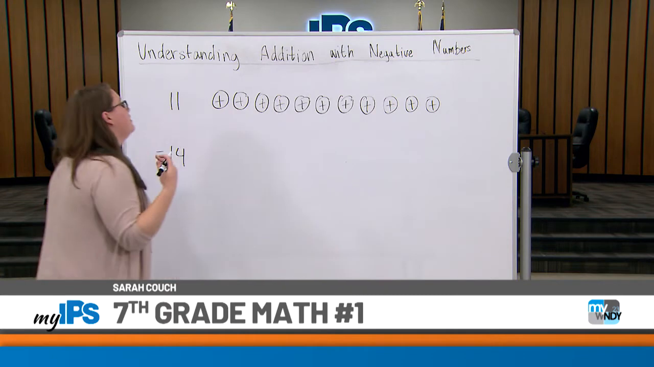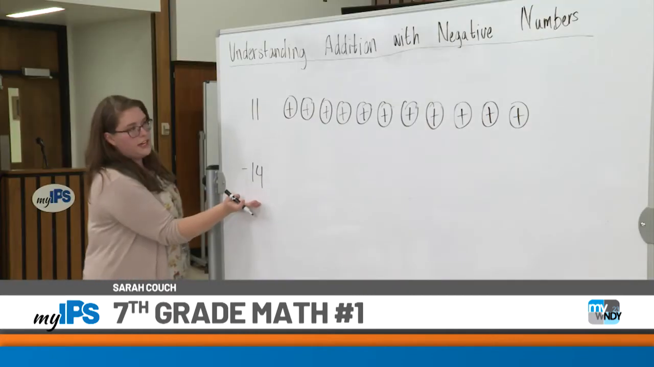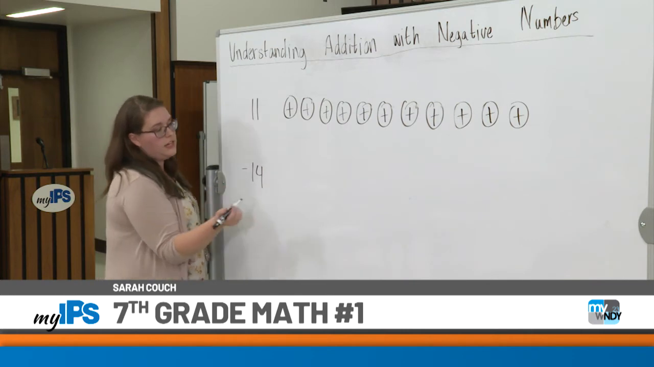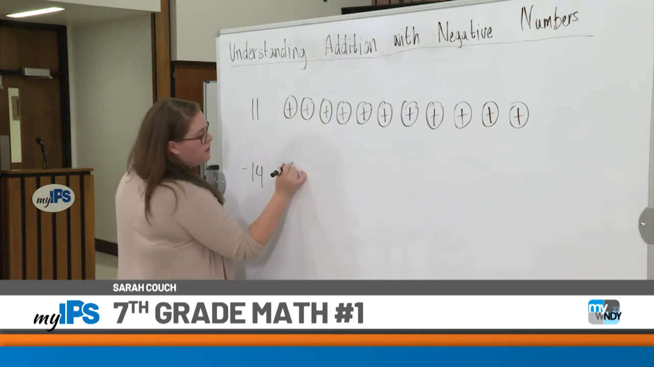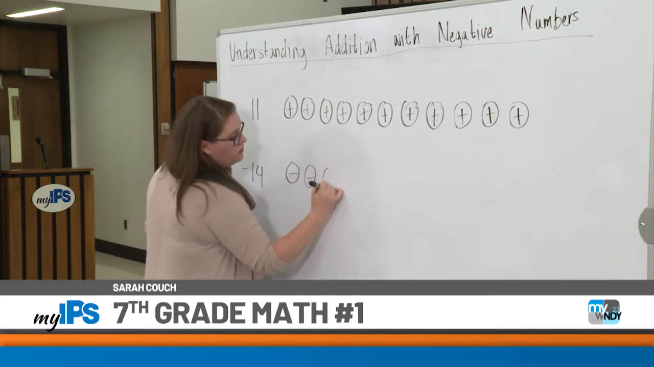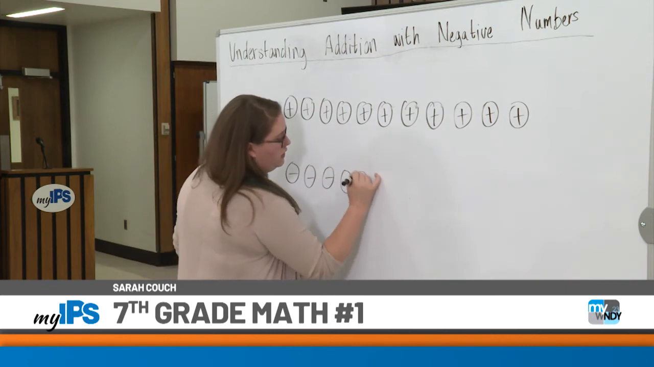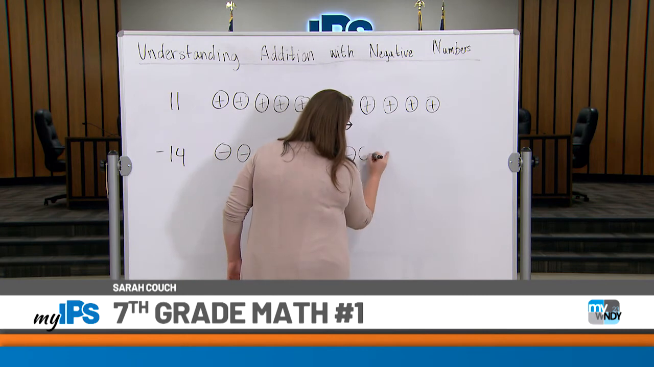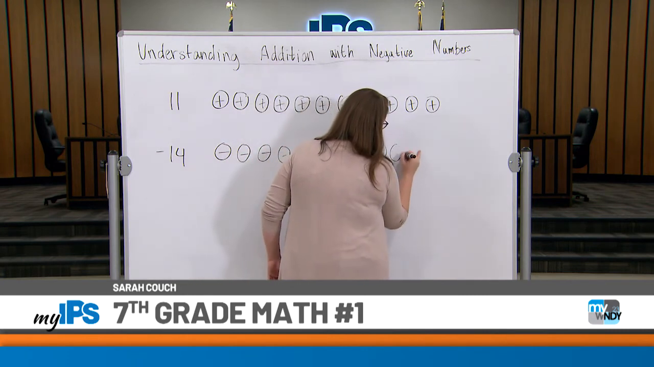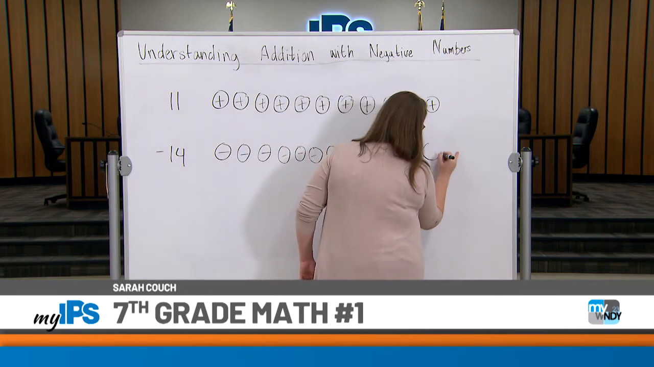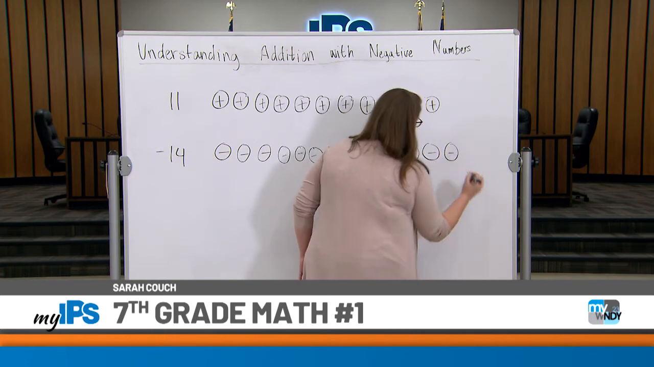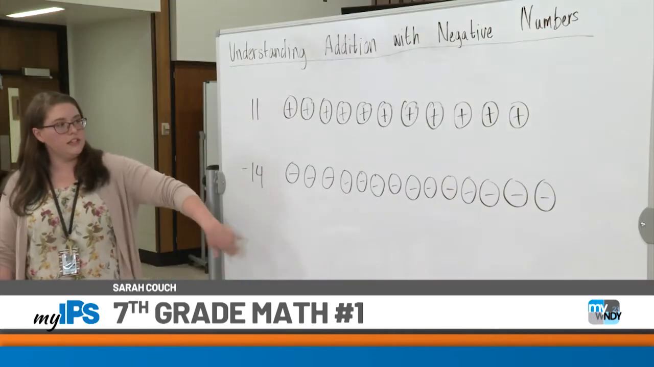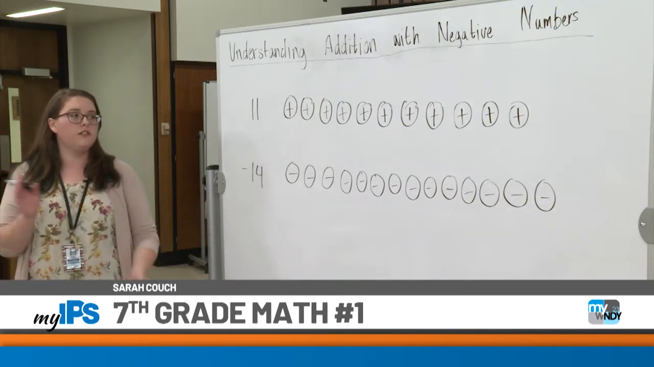Okay, so that means that for negative 14, we're not going to be using positive symbols. We're going to be using our negative symbols, and we're going to need 14 of them. So 1, 2, 3, 4, 5, 6, 7, 8, 9, 10, 11, 12, 13, 14. Okay, so your paper should look something like this, and now we're going to make our 0 pairs.